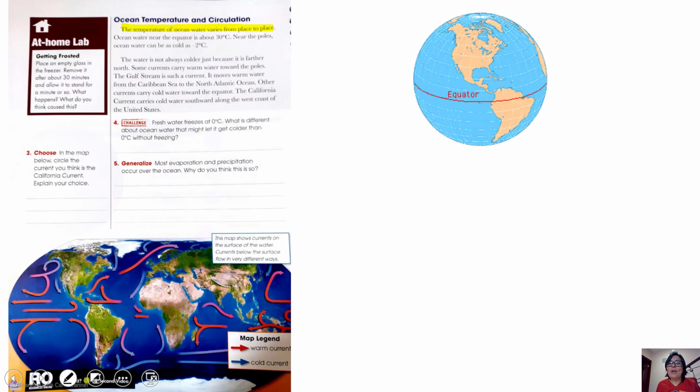Okay, guys, now I want you to go to the next page, 232, ocean temperature and circulation. When we talk about temperature, we talk about hot or cool or cold. So, do you think the temperature of the ocean is the same in all of the planet? No, right? Look at what the first sentence says and underline that. The temperature of ocean water varies from place to place. But why? I want you to see here in this picture that you have right now.